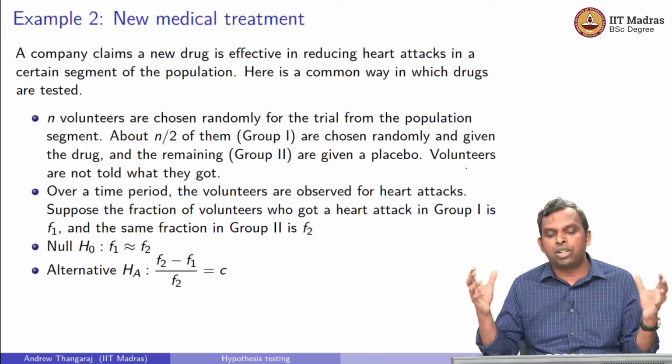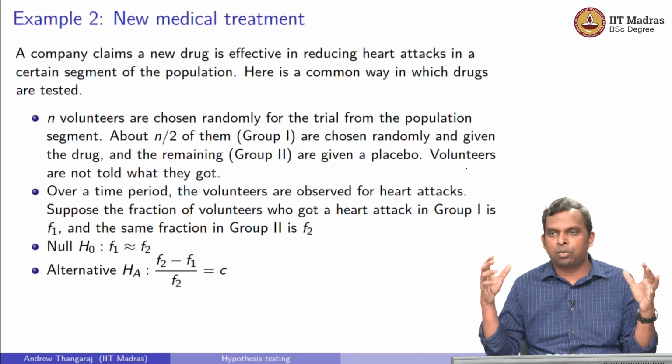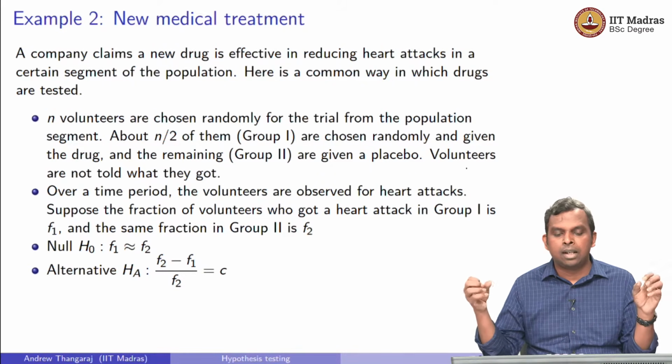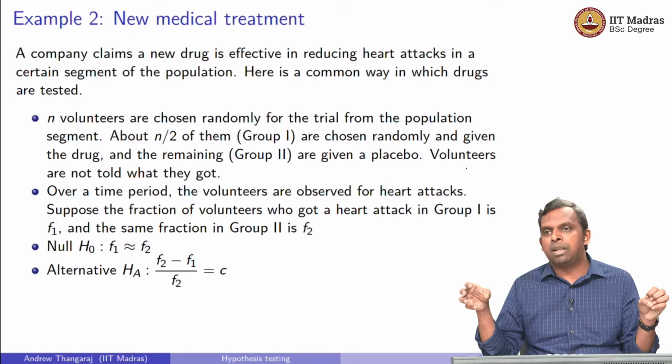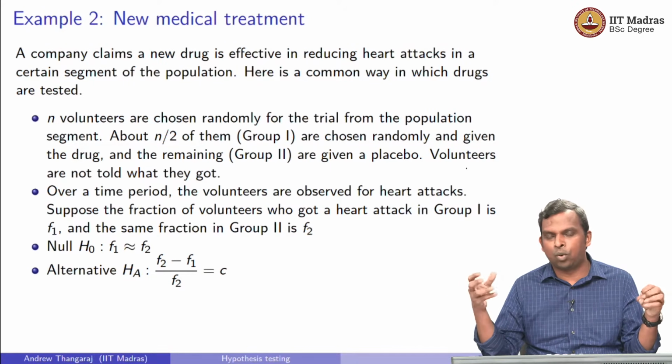Okay, so you get a bunch of volunteers. Now these volunteers will go to different doctors, and these doctors will be given two types of medicines. One will be the proper drug that the company makes. The other will be what's called a placebo. It's some sugar pill or some general pill which has no effect on anything.